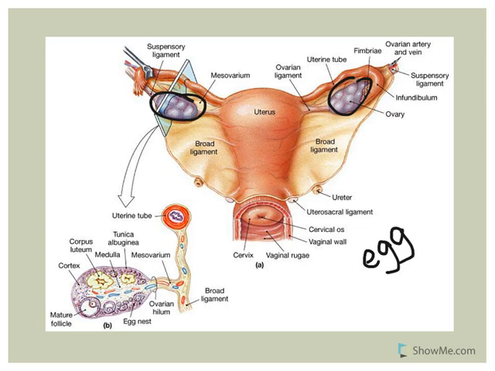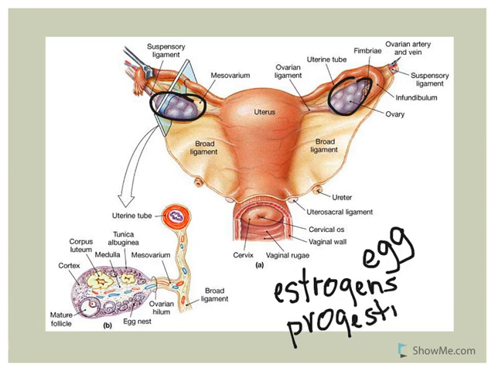The ovaries is also where we have production of the female sex hormones. We have estrogens as well as progestins. And we'll talk about those hormones and what they do.